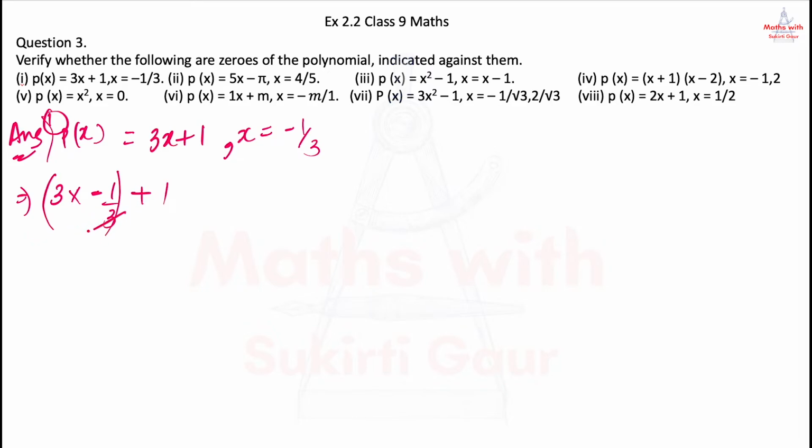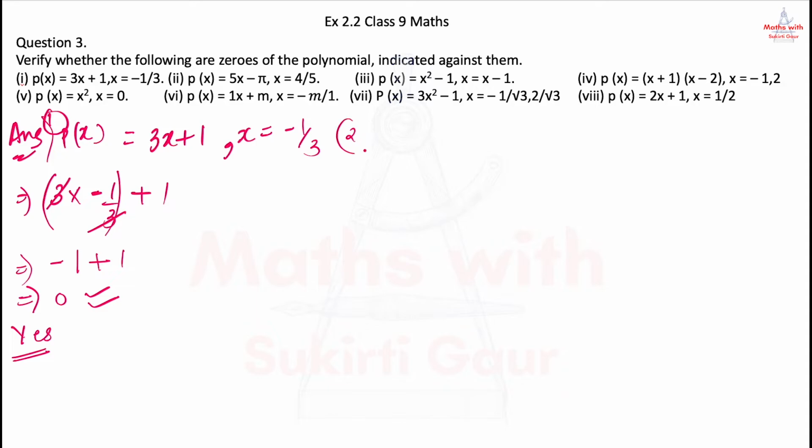According to BODMAS, we will first solve multiplication. Here 3 will be cancelled. We will get -1 + 1, which gives us 0. So, we have got 0. Hence, x = -1/3 is the 0 of this polynomial. So, you have to verify. Yes, you have verified because you have got 0.